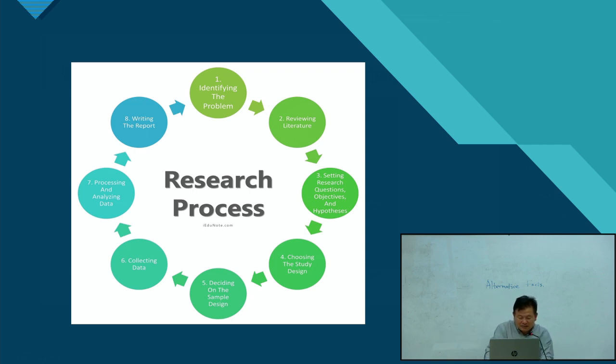The next research process is deciding on the sample design. As I said, how can you make the samples? You cannot give the questionnaire to all M generation and G generation. So you have to decide the samples. There are some difficult methodologies for sampling. It's another area. Anyway, this is very difficult.